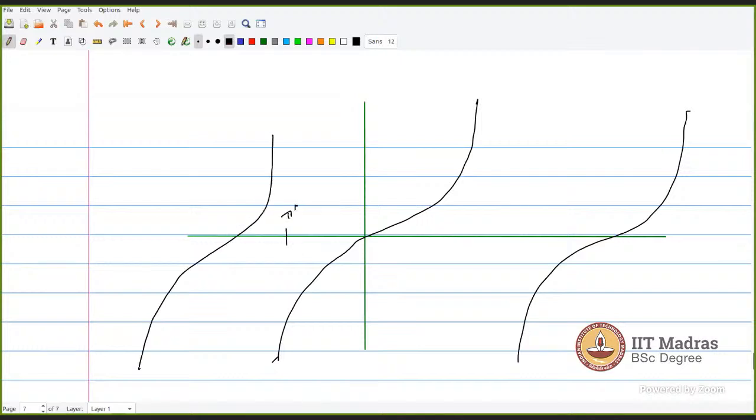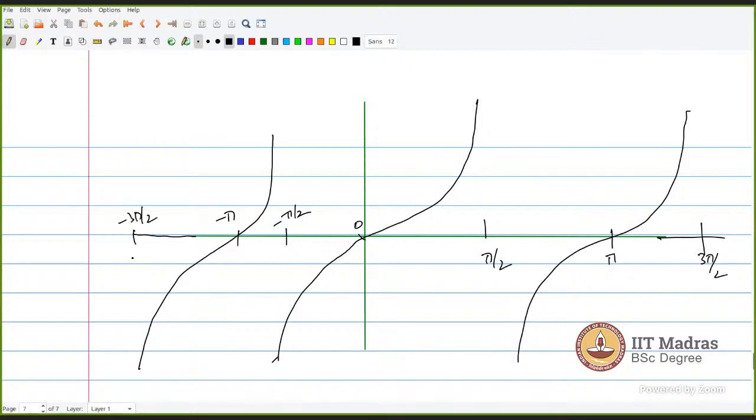So this is pi by 2, minus pi by 2. This is 0. This is pi by 2. This is pi. This is 3 pi by 2. And this is minus pi. This is minus 3 pi by 2.